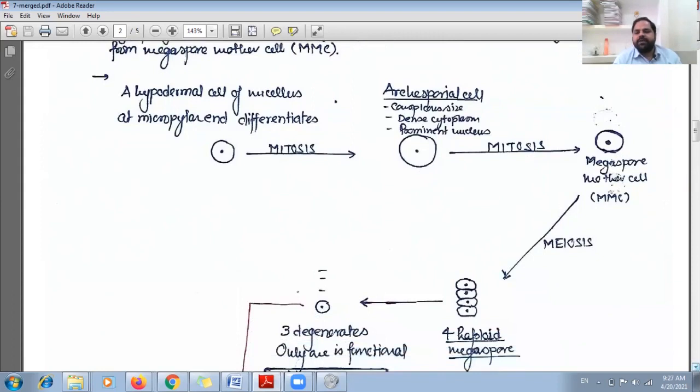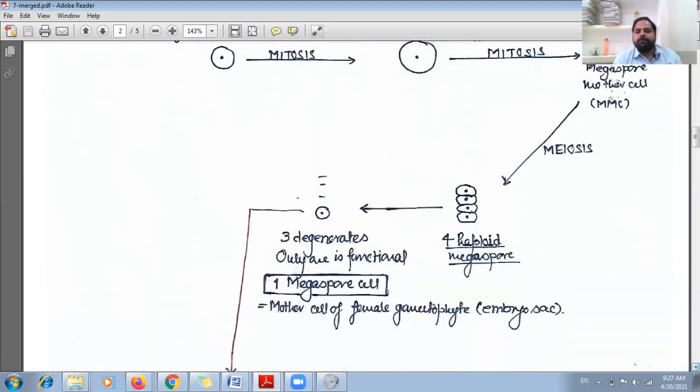So what happens? The megaspore mother cell will undergo meiosis, and as we know, when a cell undergoes meiosis, it forms four cells. And as we know, in the case of meiosis, the daughter cells become haploid. So the megaspore mother cell is a diploid structure, and it finally forms four haploid megaspores.